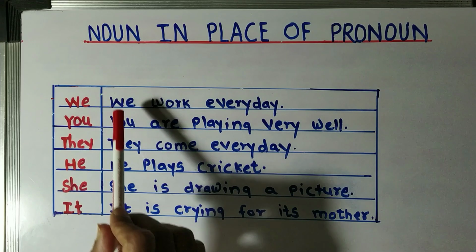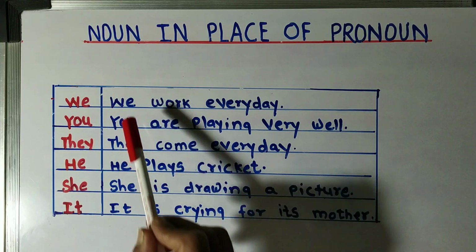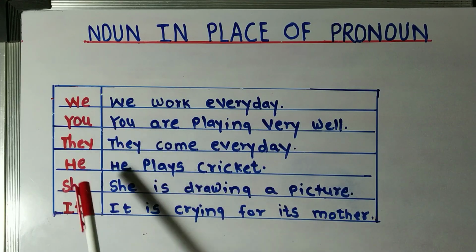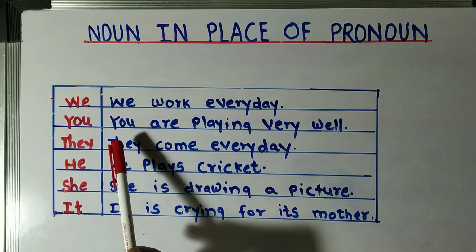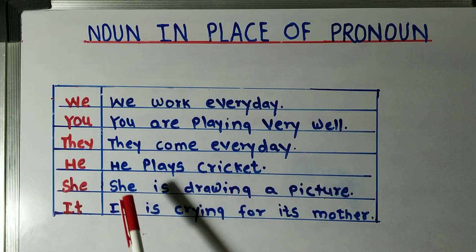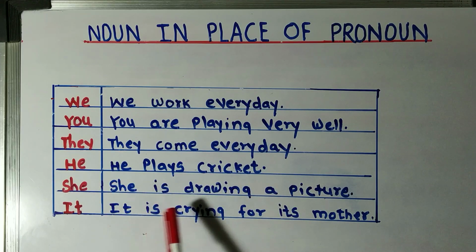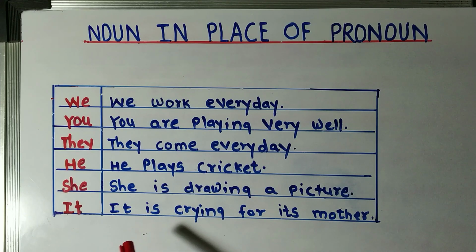Here I have taken some examples in which use of pronouns is made. Like we work every day, here pronoun is we, you are playing very well, here pronoun is you, they come every day, here pronoun is they, he plays cricket, here pronoun is he. In the next sentence, she is drawing a picture, pronoun is she, it is crying for its mother, pronoun is it. All these pronouns can be removed and appropriate nouns can be put in their places. If pronoun is singular, then we have to take singular noun, and if pronoun is plural, we have to take plural noun.